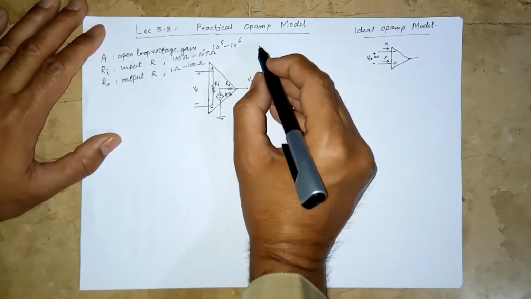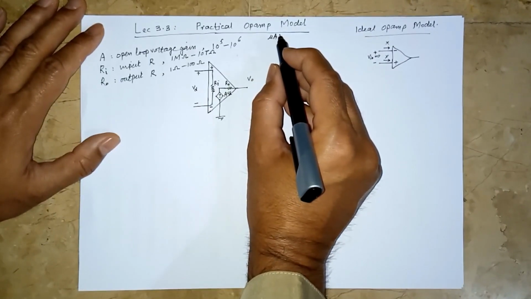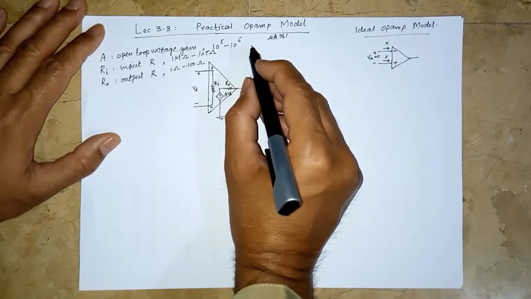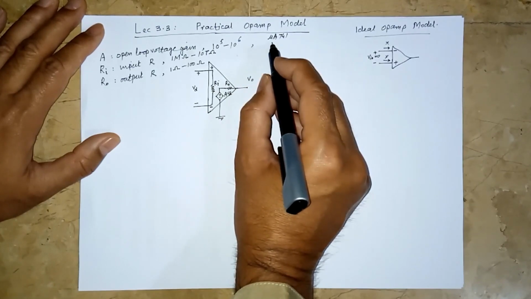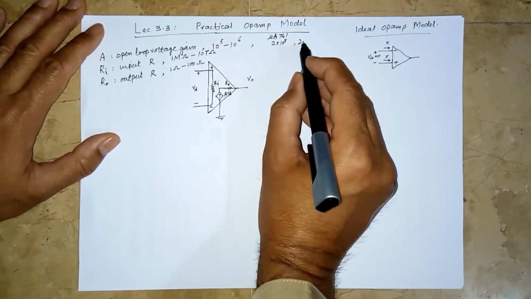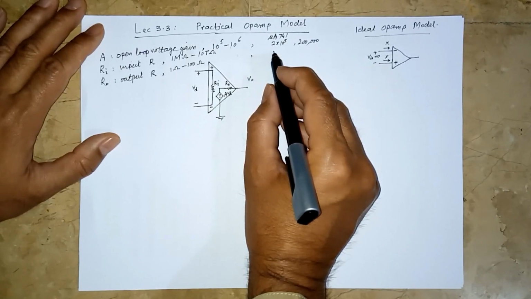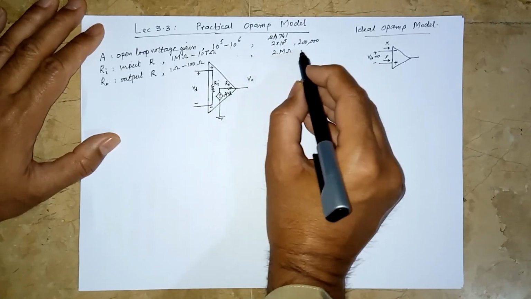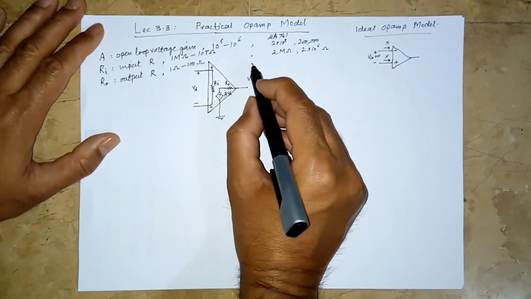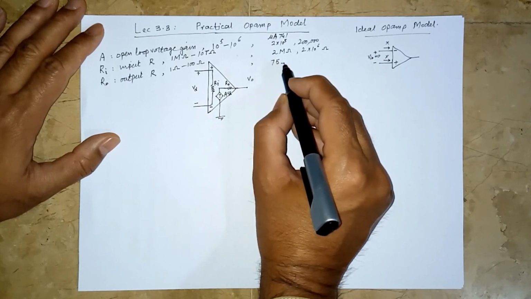There is a very popular op-amp known as the UA741. For example, A for this model of op-amp is 2 into 10 raised to power 5, that is 200,000. The input resistance is like 2 mega ohm, that is 2 into 10 raised to power 6 ohms. And the output resistance, as mentioned by the manufacturer, is 75 ohms.